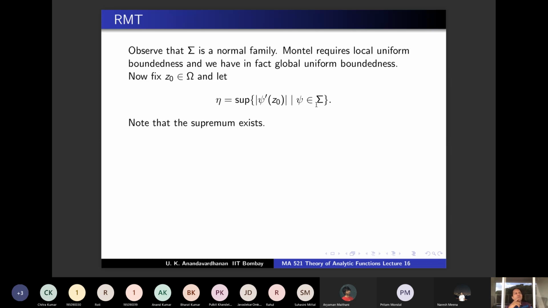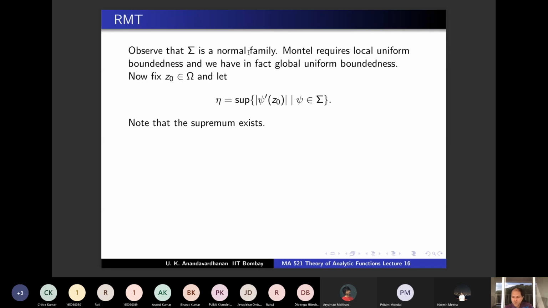And continuous functions on omega is in fact a complete metric space. You can give a precise metric. And considering sigma as a subset of that, sigma being a normal family is the same as saying, right, normality is very similar to sequential compactness. What is the difference? In normality, the subsequence converges and that limit need not be part of sigma, whereas if something is sequentially compact, the limit is included.